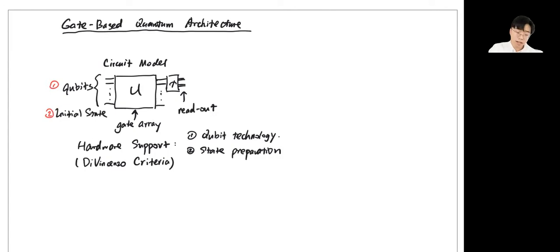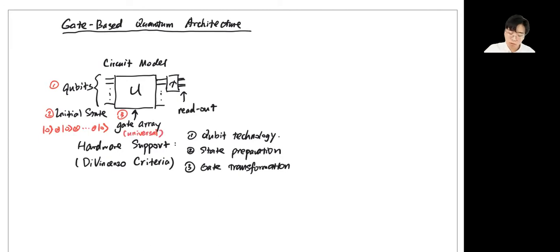Now this state can be something as easy as the zero state tensored together, the all zero state. The third criterion is that the hardware should be able to perform elementary quantum gates, so gate transformations. To be able to perform arbitrary transformations, this array of gates must be what we call computationally universal. We will make the definition more rigorous in a few minutes.